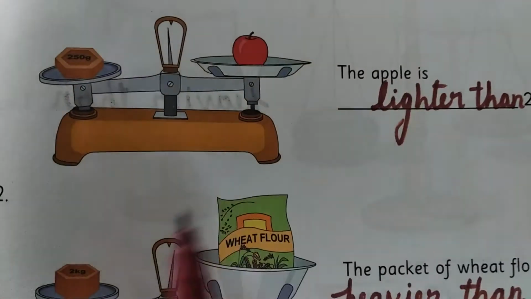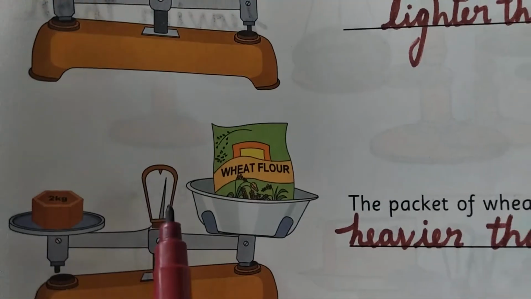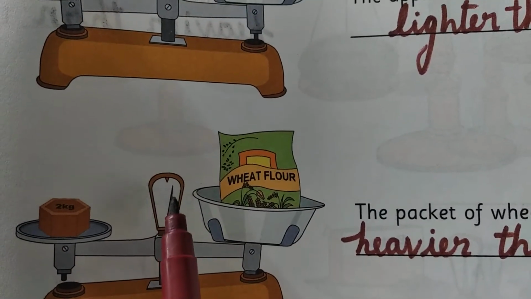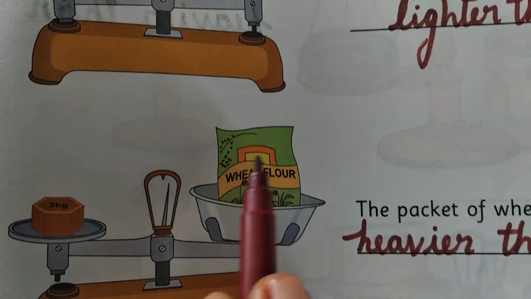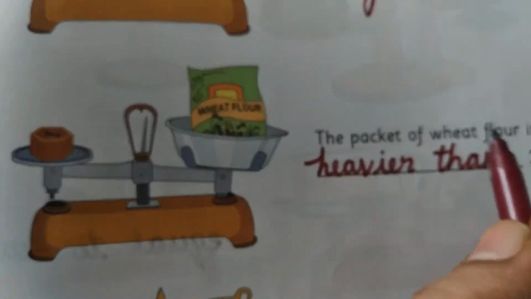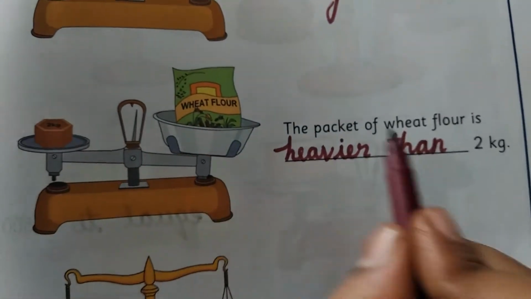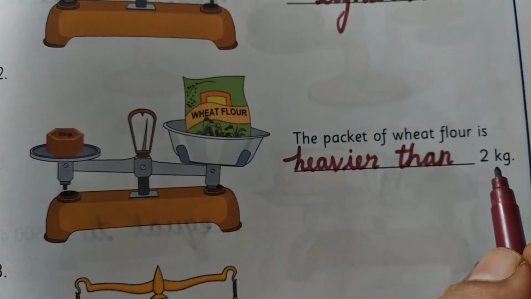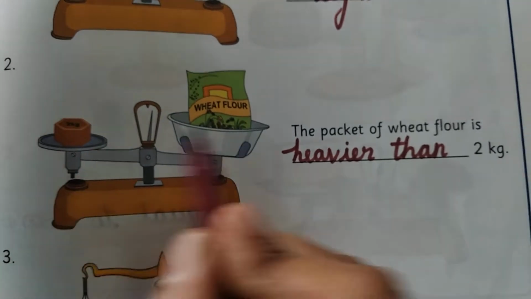That you have written. And now see in this picture the needle moves to the right side. So on the right side, what are we having? Wheat flour. So the packet of wheat flour is heavier than 2 kilogram. Okay, so heavier than this stone, that you want to write.